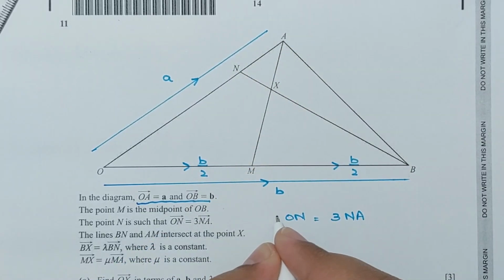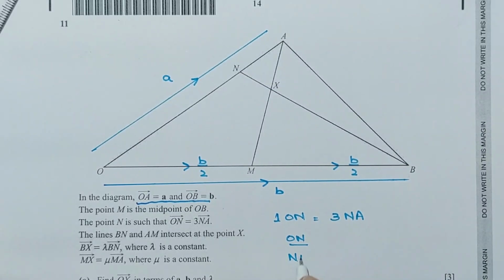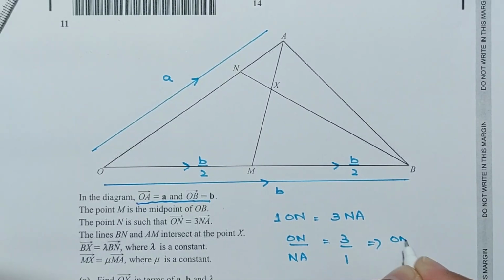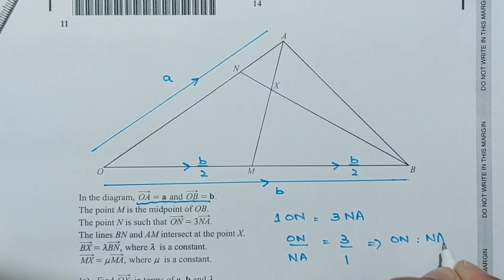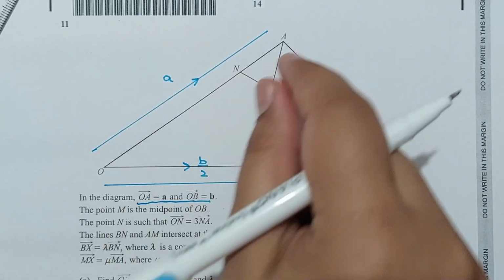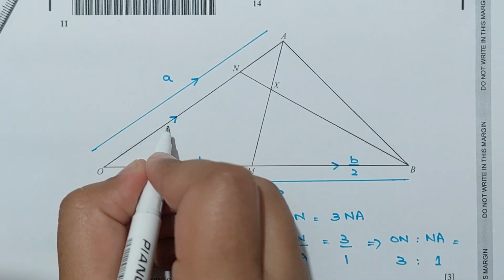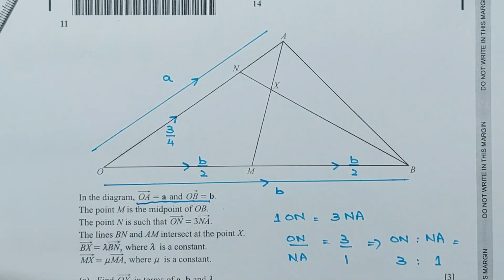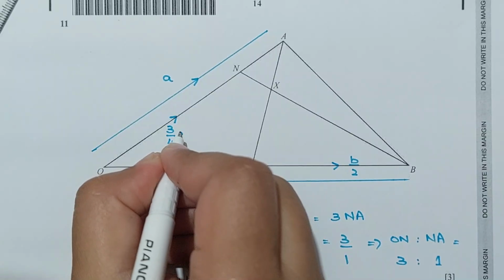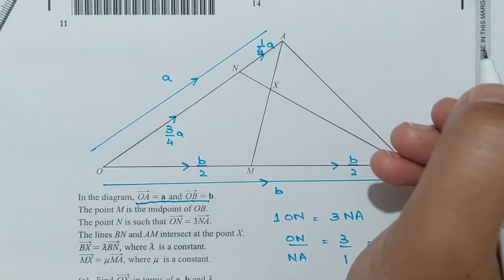Okay, so its coefficient is just 1, right? So we can say ON ratio NA is 3 ratio 1. So ON is in the ratio of 3 and NA is in the ratio of 1. So ON is basically 3 out of 4, the total ratio is 4. 3 out of 4 of this OA, and this would be 1 out of 4 of this OA.